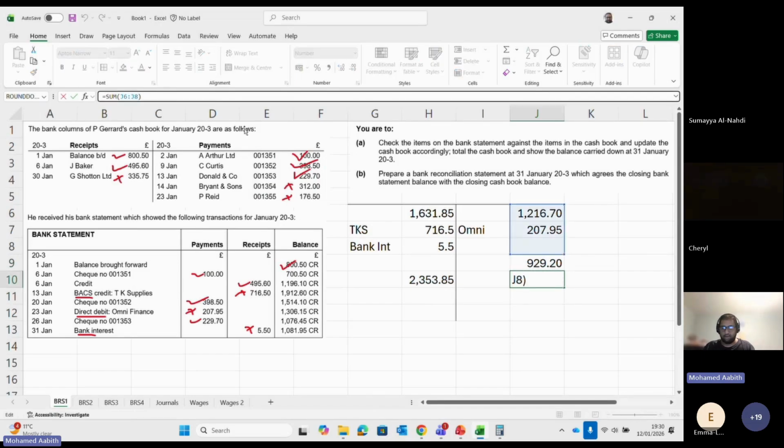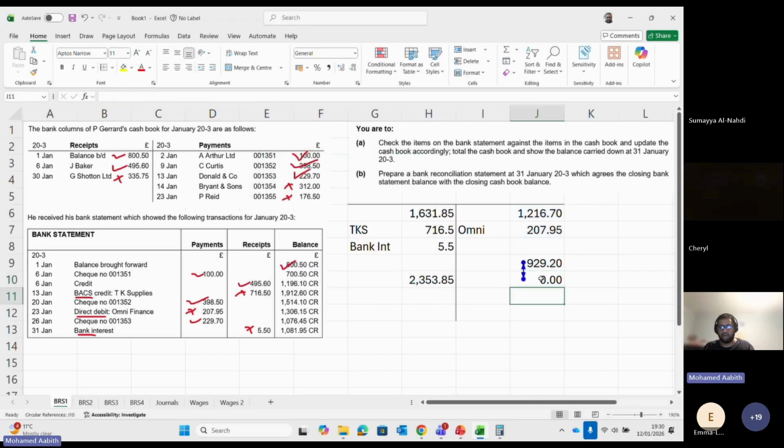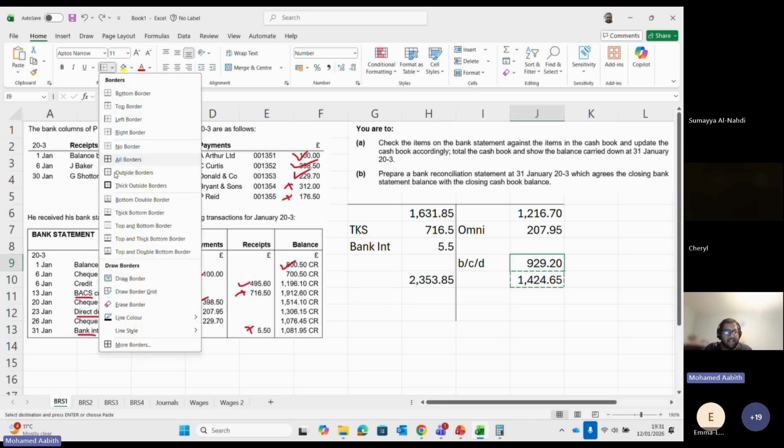So let's say here, plus that number. Will that work? No, it won't work. So let's leave that number here now. This is my new balance carried down, because it is a nested formula, so it won't allow you to use that number there. But let's say here, yeah, it's come up with the same number now. Okay, control Z. So this is the new balance brought down figure. This is the number we need to achieve when we're going to do the bank reconciliation statement.